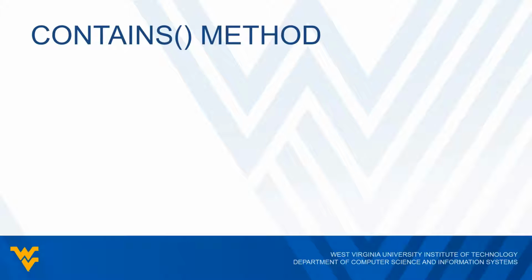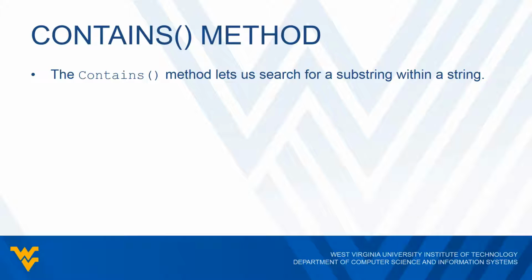The next method we'll take a look at is called the contains method. What this method does is it lets us search for a particular substring within a string. This method is a Boolean method, so it's going to return true or false. All we're really doing here is checking, is a specific substring within the current string? If so, this is going to return true. If it's not there, it's going to return false.